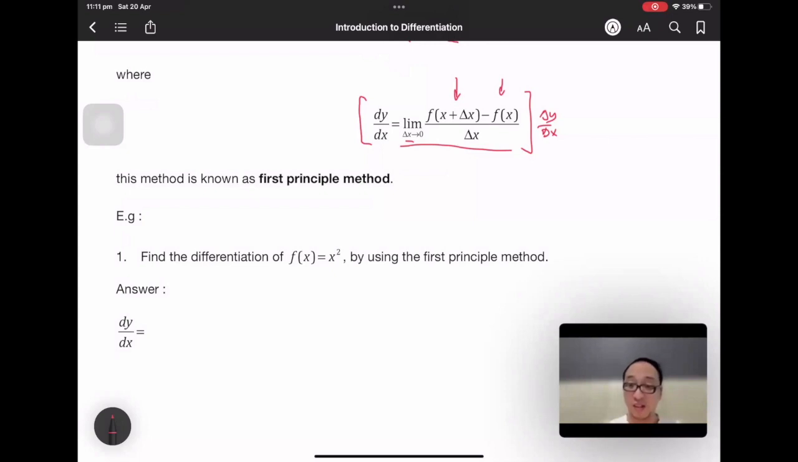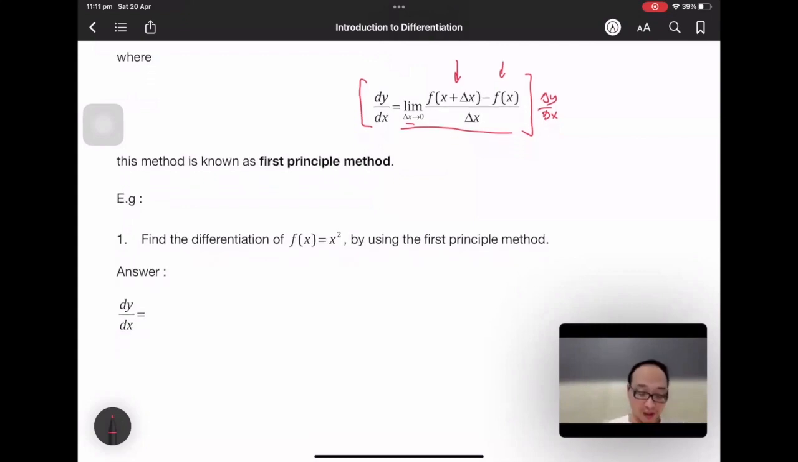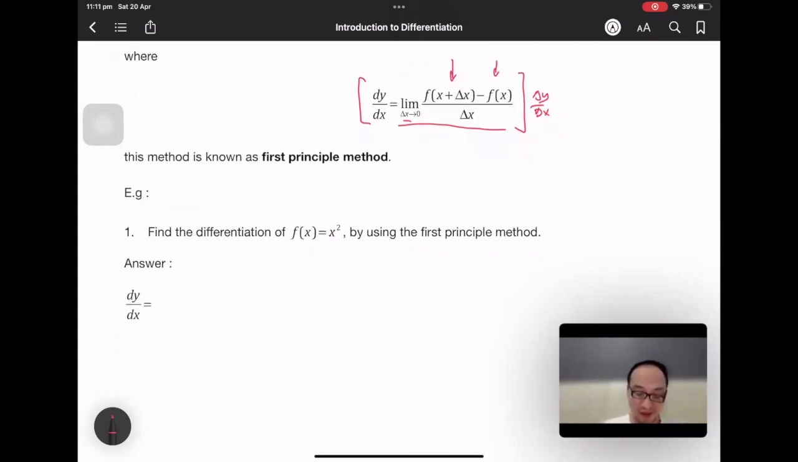So we have to find f(x plus delta x), which is (x plus delta x) squared, because f(x) is x squared. And we can expand this to become x squared plus 2x times delta x plus delta x squared.